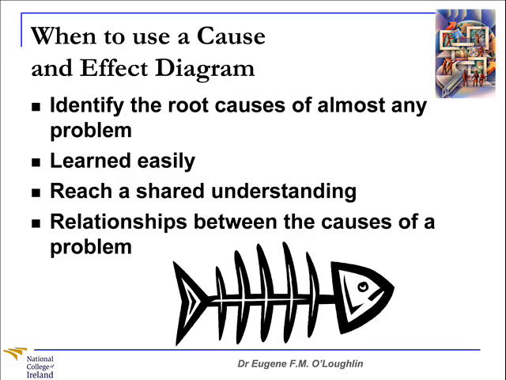So when do we use a cause and effect diagram? Well, it can be used to help identify the root causes of almost any problem that you can think of. This type of diagram is learned very easily by people, and it's very useful in helping teams reach a shared understanding of a complicated problem. We can also use them to organize and analyze the relationships between the causes of a problem. Basically, what it's very good at doing is something has gone wrong and we don't know what it is. And we're going to use our cause and effect diagram to help us try and figure out what is causing the problem.